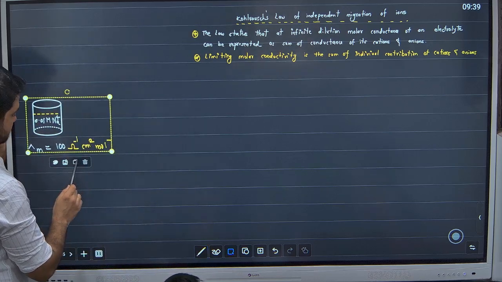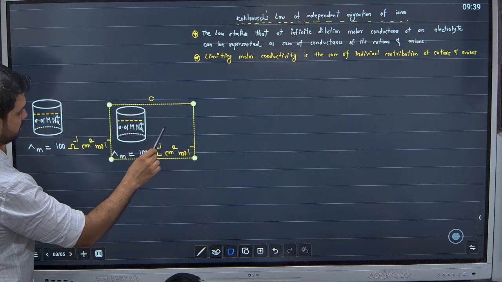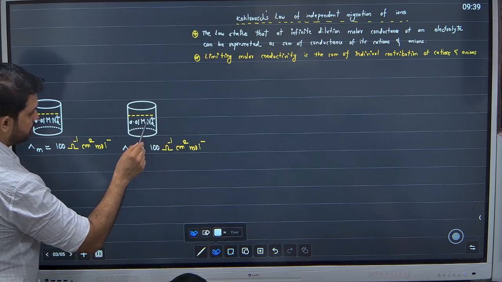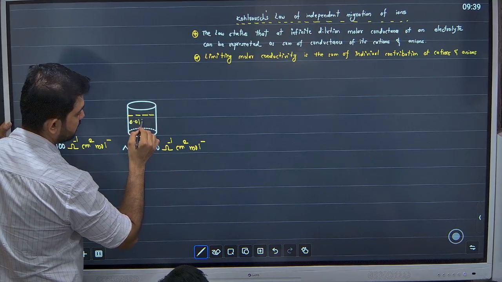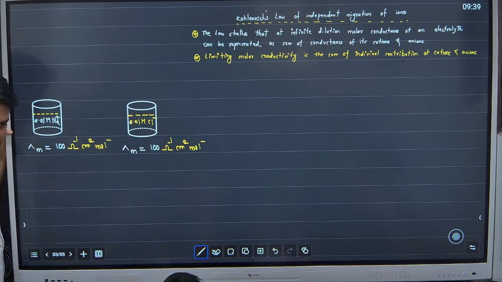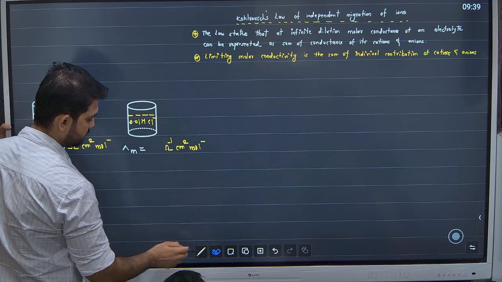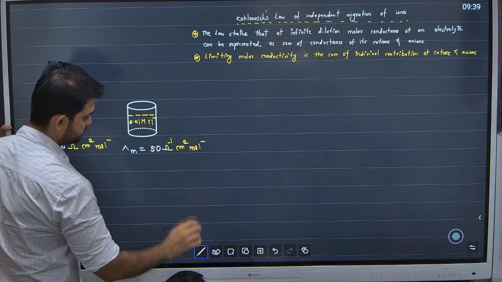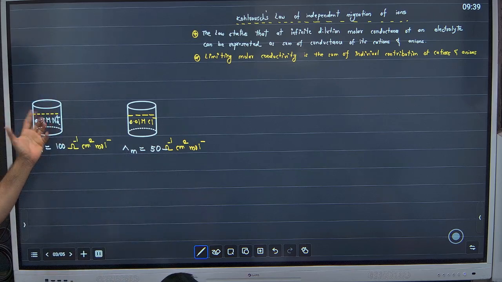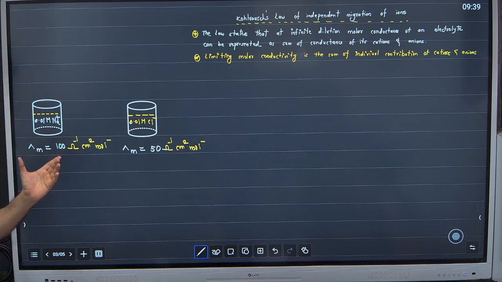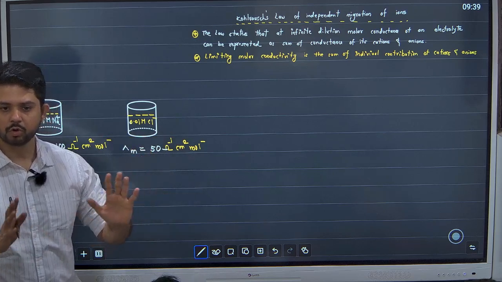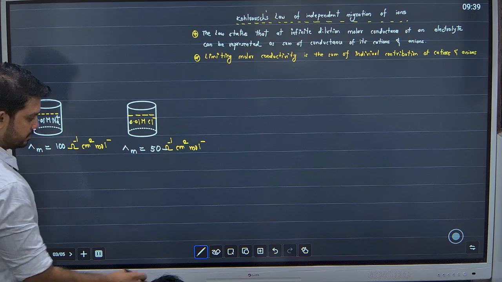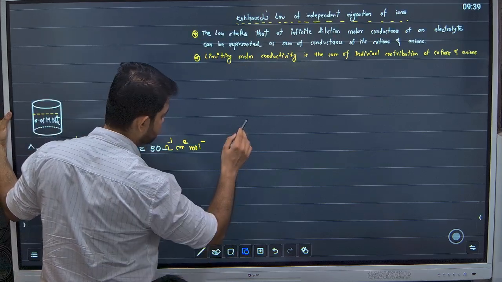Similarly, मेरे पास एक और solution है, but this time it is 0.01 molar Cl minus. Okay, and let's say the lambda m this time is 50. Molar conductivity of Na plus ions here is 100, and molar conductivity of Cl minus ions over here is 50. दोनों को हमने किया मिक्स. ये हमारा हो गया फाइनल सॉल्यूशन.